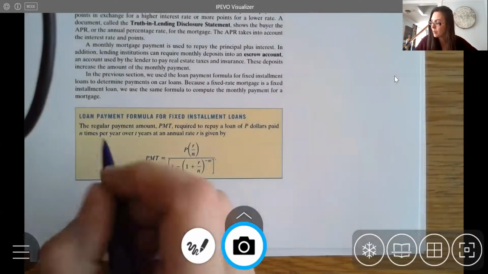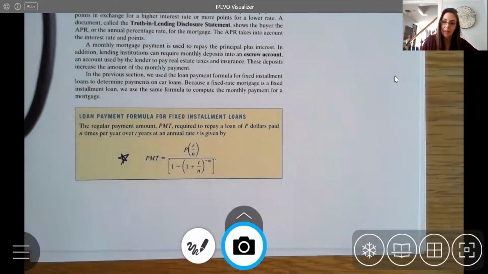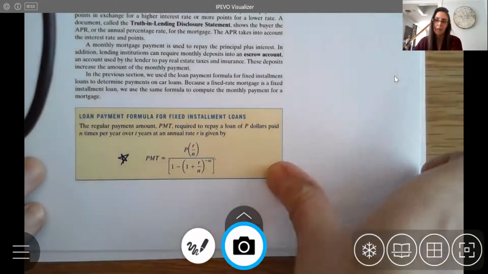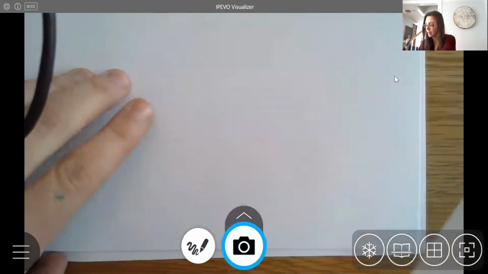Now, to find the monthly payment, we're using the same exact formula that we did in the last section. So nothing really new here, just new terminology, things like mortgage and stuff like that.